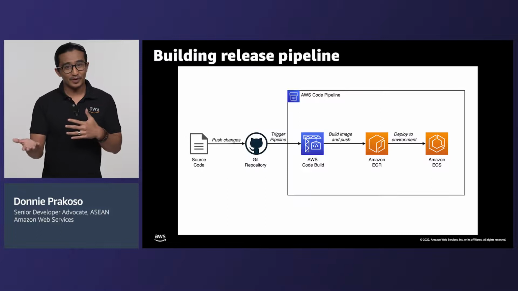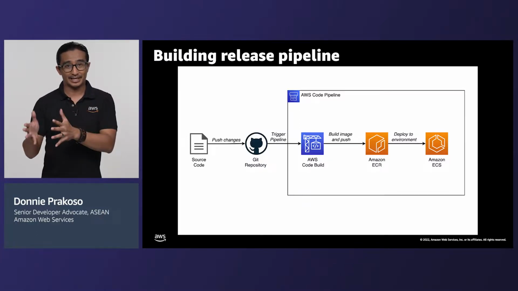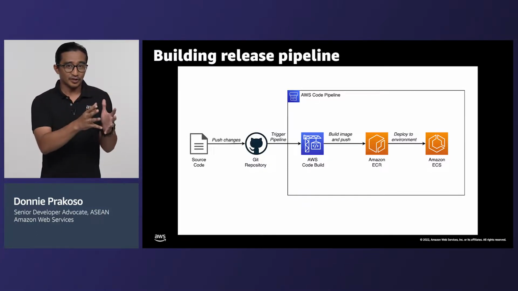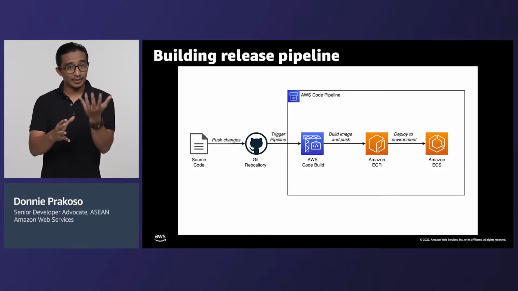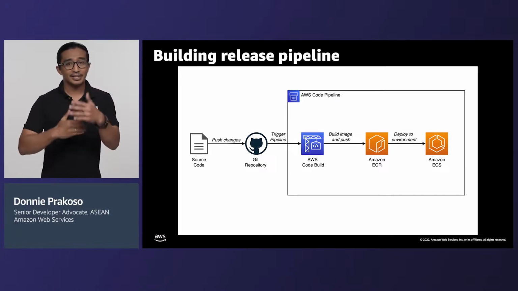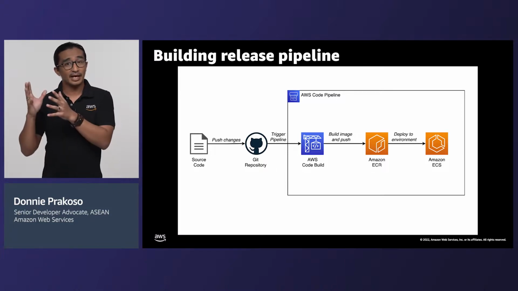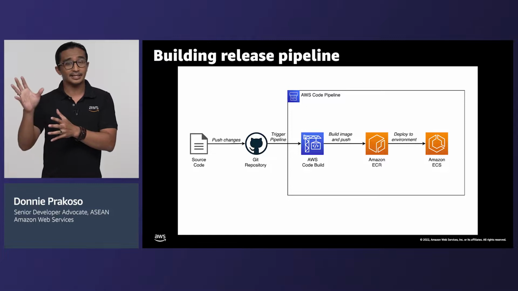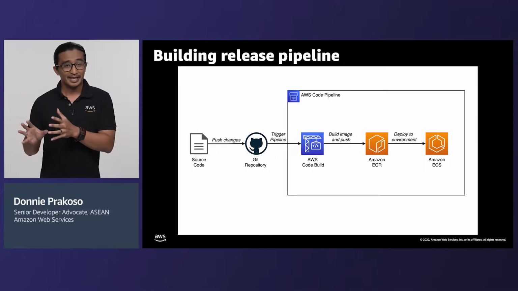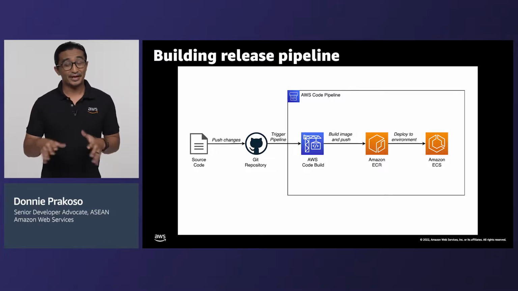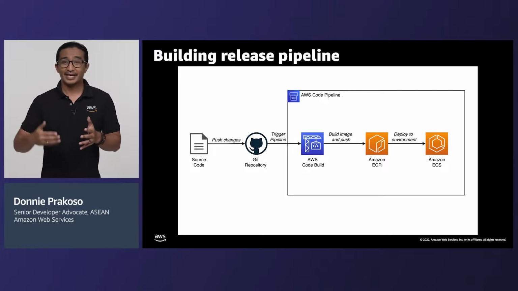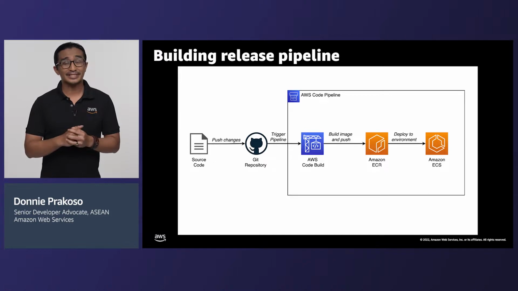So in the next demo, we're going to build a release pipeline. So whenever we push our changes into our Git repository, it will automatically build the image, push to the container image repository, and deploy to specific environments in Amazon ECS and AWS Fargate. It's not as hard as it seems. In fact, with Copilot, it's simple and straightforward. Let's jump into the next demo to implement CI/CD with Copilot.